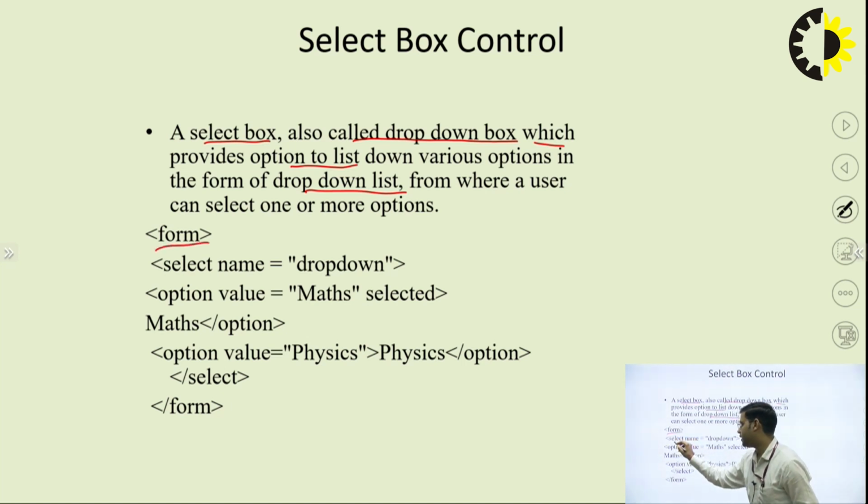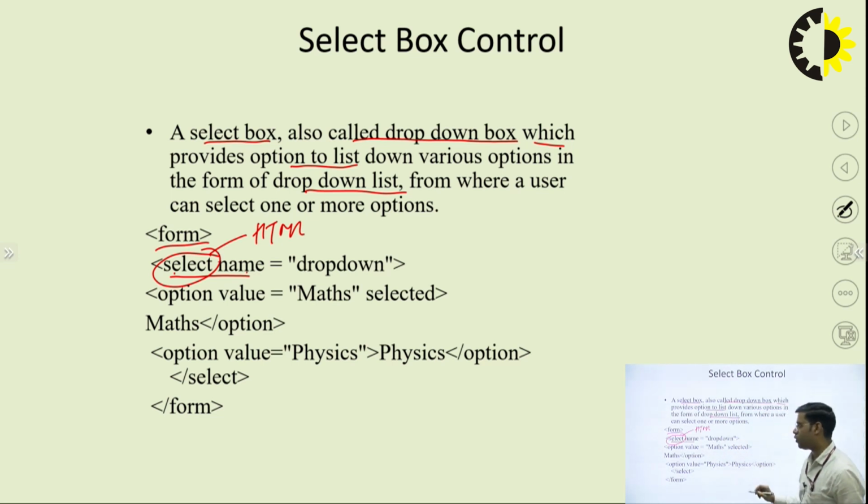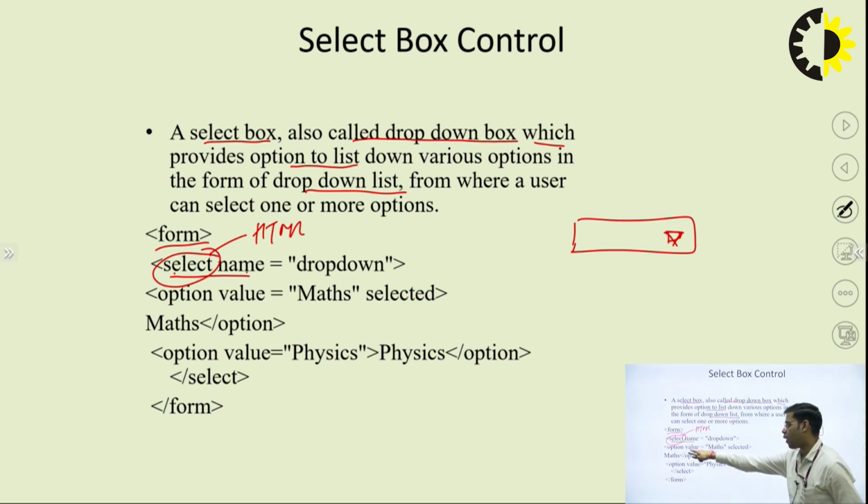This is your form tag. Inside this is your select tag, and the select tag belongs to HTML. So select name is equal to drop down. So the output looks like this. There are two options available in your select box. One is math and the other one is physics. So the math option is selected. That means math is visible in this particular box. But there are two options available, and these options are available by the drop down box.